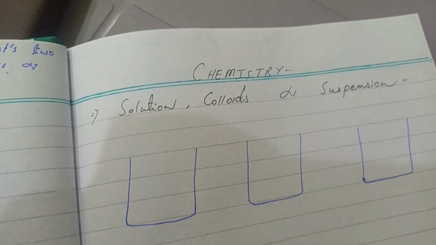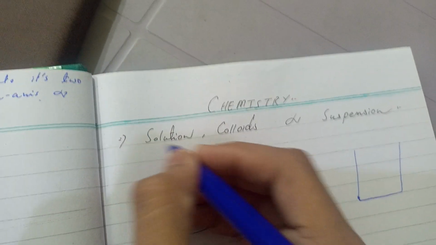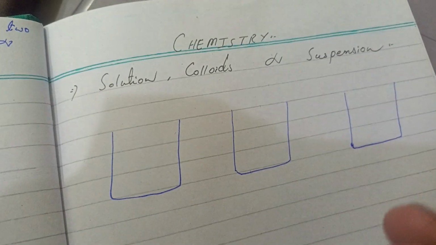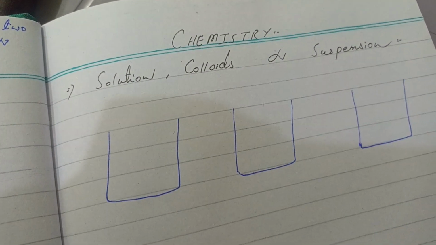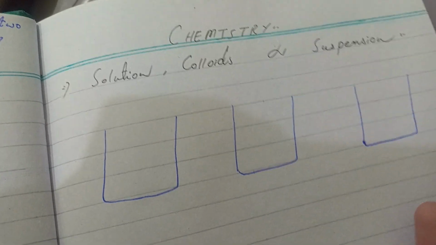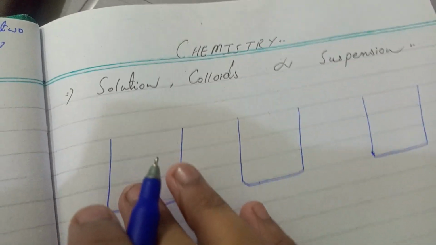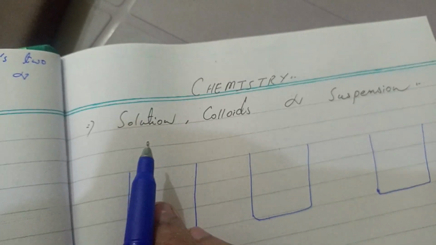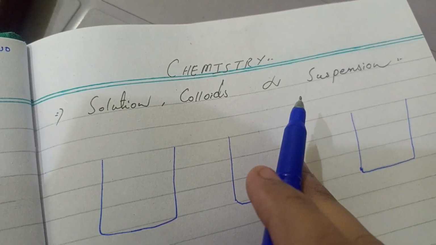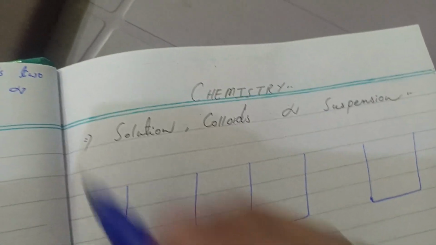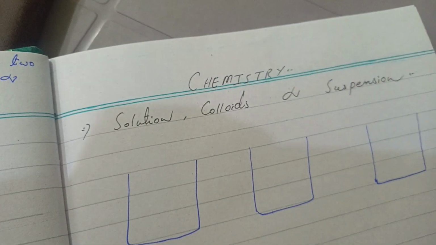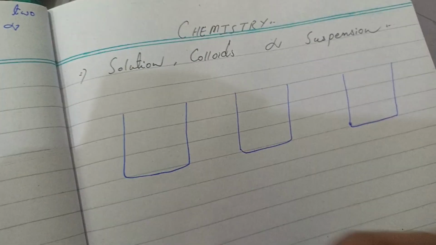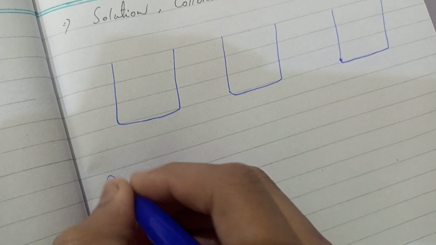First of all, remember one thing: when you talk about solutions, it means a mixture. It means a mixture of liquid and solid, or liquid and liquid, or gas and solid, something like this. All states of matter are involved. So right now we have three solutions. These are all mixtures. This is the true solution, this is colloids, and this is suspension. First of all, we'll talk about the transparency.